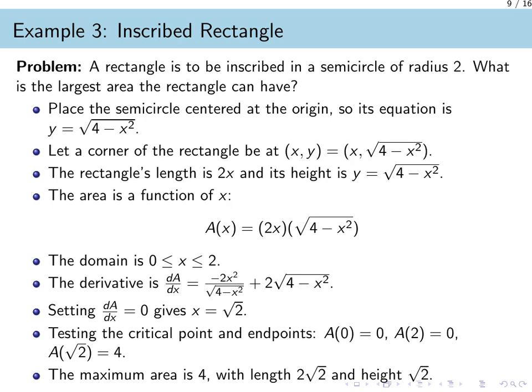This means the area we want to maximize is a function of x, A of x, which equals 2x times the square root of 4 minus x squared. To find the maximum, I will take the derivative of this area function and set it to 0, which reveals a critical point where x equals the square root of 2. After testing this value and the domain endpoints of 0 and 2, we find the area is 0 at the endpoints, but reaches its peak at our critical point. The largest possible rectangle has an area of 4.